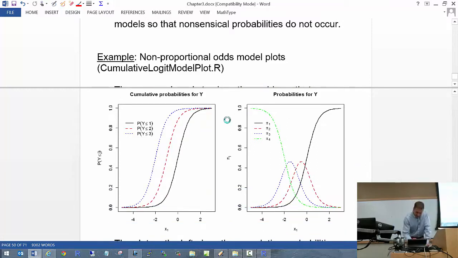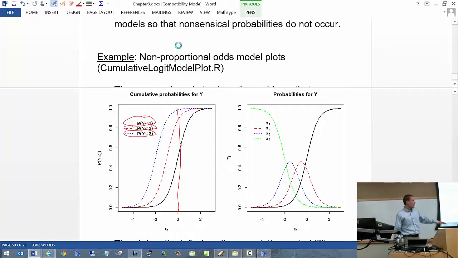Notice that we always have these cumulative probabilities following the correct order. So for example, let's say x1 equal to 0, the probability that y is less or equal to 1 is always going to be less than the probability y is less or equal to 2, is always going to be less than the probability y is less or equal to 3. So you see the correct order there. Notice that all the probabilities on the right side, the pi sub j's, are all greater than 0.